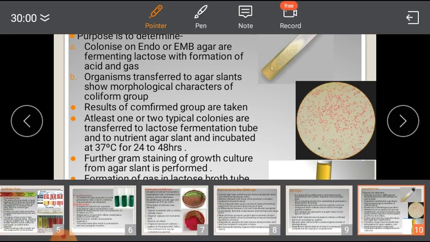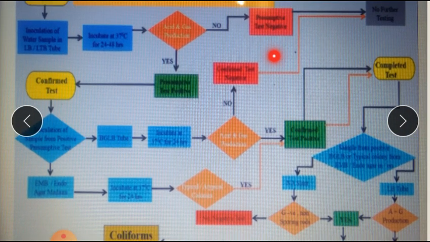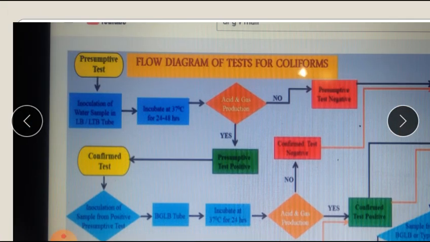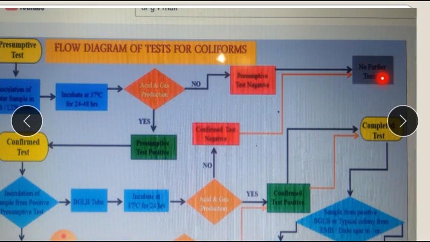So now we will see the flow chart, the last one. It is a little bit blurred, but you can understand it. First, you are going to perform the presumptive test. Inoculate the water sample in lactose broth, then incubate at 37 degrees Celsius for 24 to 48 hours. On the second day, see for acid and gas production. If there is no acid and gas production, then directly conclude that the presumptive test is negative, and no further testing can be done.